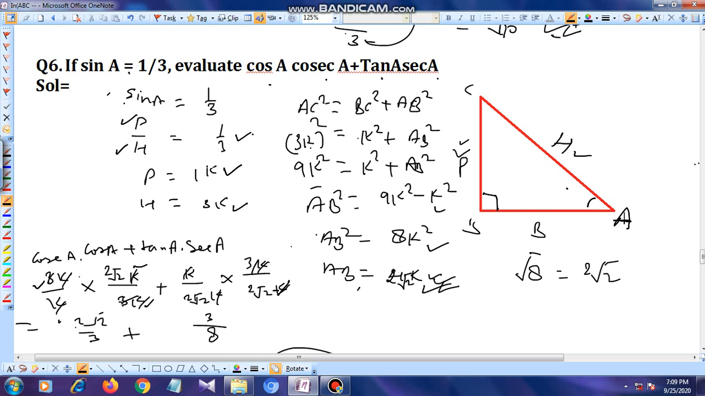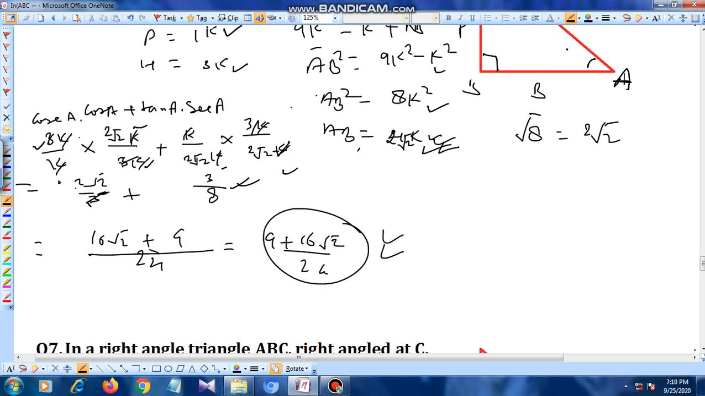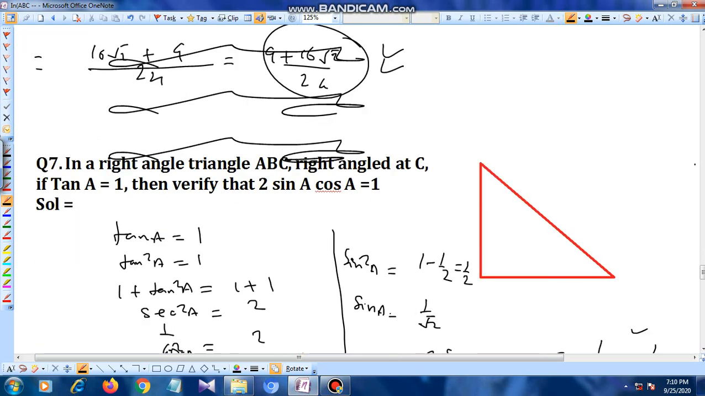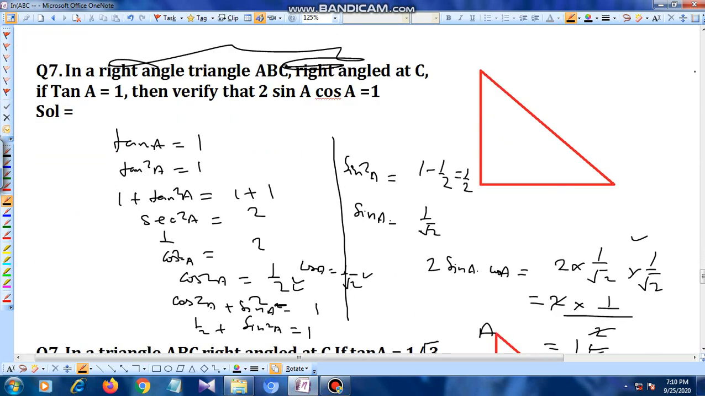So this will become 2 root 2 upon 3, cancel the k, 2 root 2 plus, and this 2 root 2 is 8 and this 3 upon 8. So this is your required answer. Next. Next, question number 7.